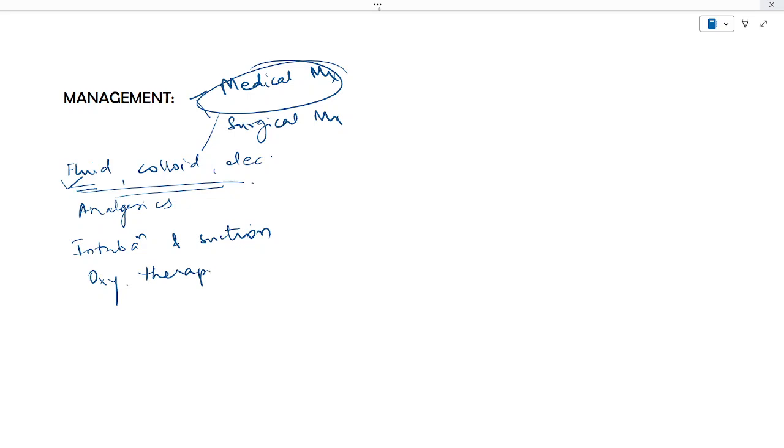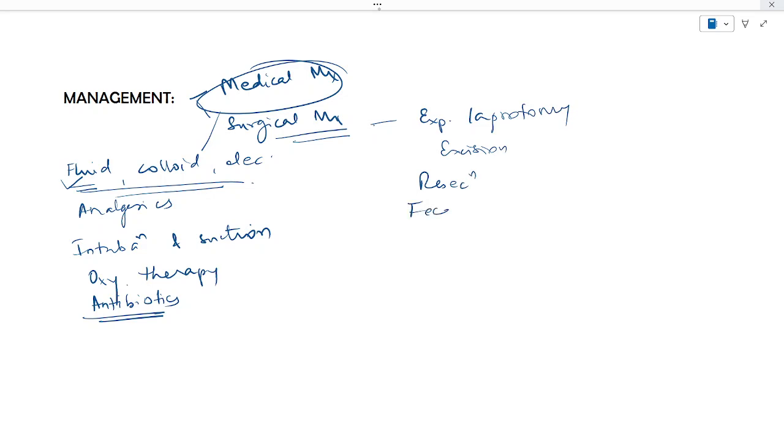Oxygen therapy is to promote adequate oxygenation. And the next is antibiotics, to initiate the treatment in peritonitis. That is, it is initiated very early for the treatment of peritonitis. And if we go for surgical management, that is exploratory laparotomy, excision, resection, and fecal diversion.